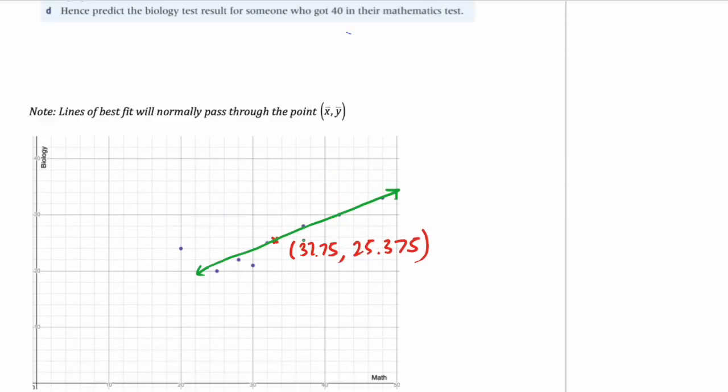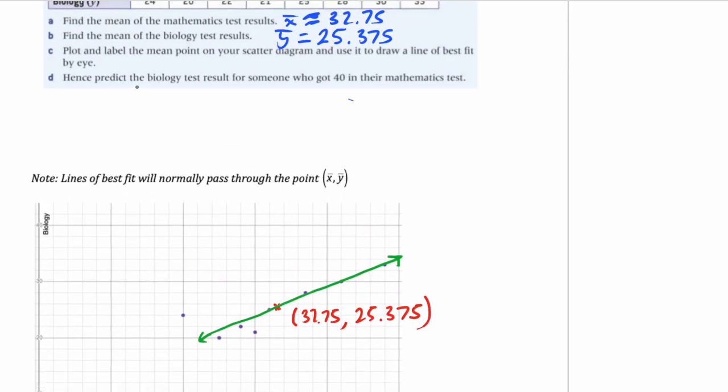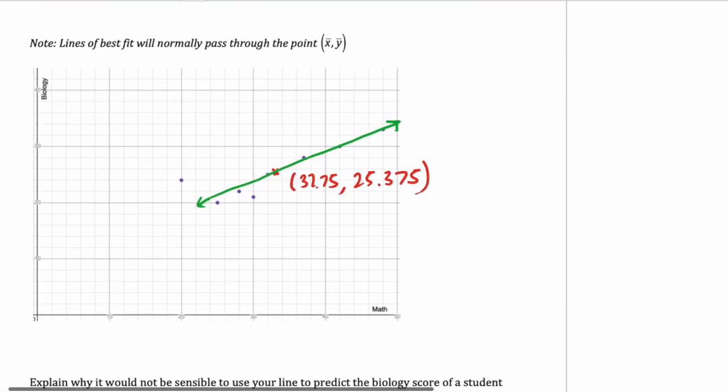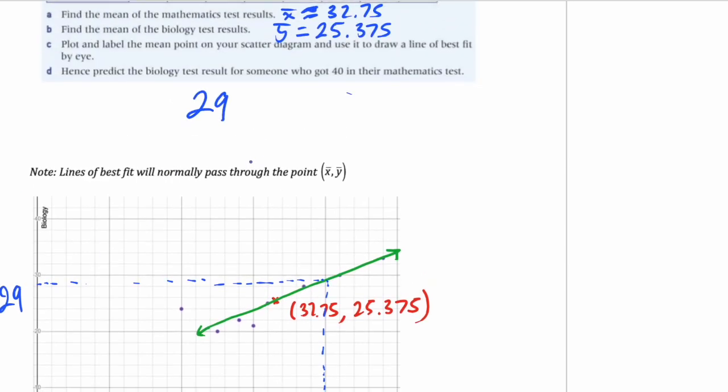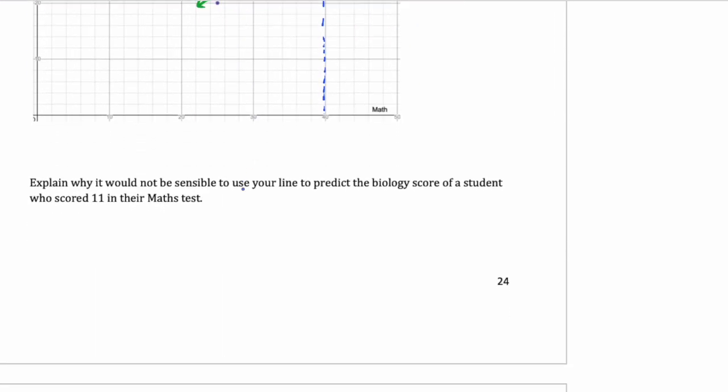Okay, so that's the line of best fit, and it says predict the biology test score for someone who scored 40 in math. Well, you can just use your line. You can get the equation of the line too, but you can use the line and approximate this way. So right in the middle over here is 29, so that would be 29. Okay.